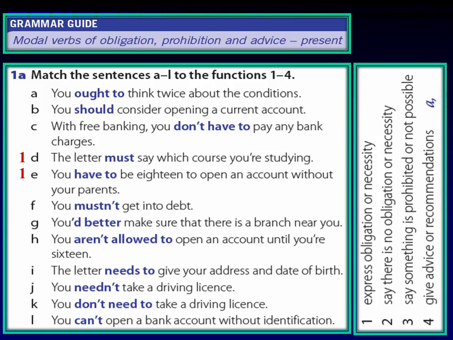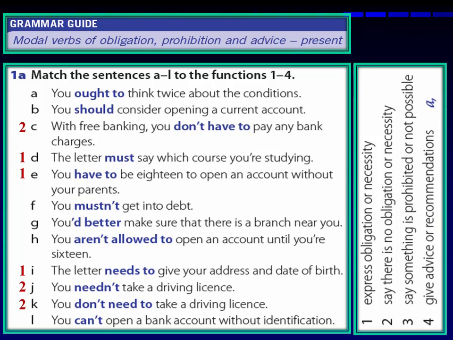Also, you have to be 18 to open an account without your parents. Here we have have to. Good. The letter needs to give your address and date of birth. Here we have the modal verb needs to. These modal verbs, must, have to, and needs to, we use them to talk about obligation or necessity. That's right, good. What about number 2? Say there is no obligation or necessity. You can say that there is no obligation by saying don't have to, needn't, and don't need to.